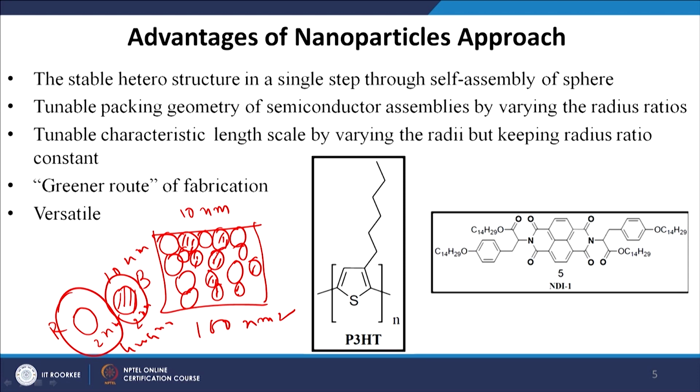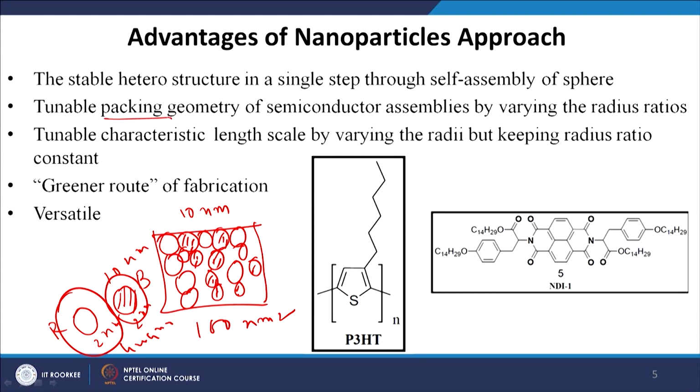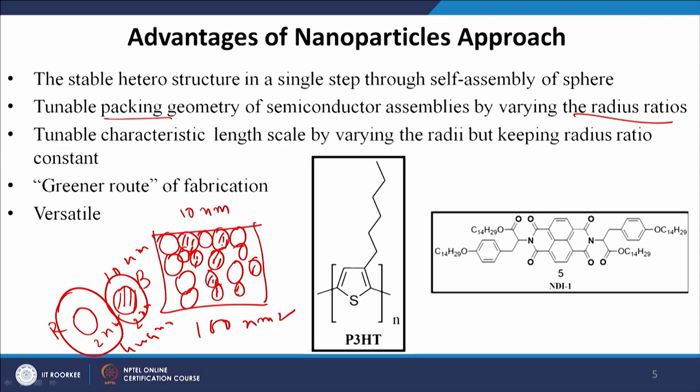And this packing of the sphere, in the case of material science, leads to different kinds of crystallinity. So, you can get a tunable packing geometry or tunable crystallinity by varying the radius ratio. By changing the red ball from 2 nanometer to 4 nanometer, or the blue ball from 2 nanometer to 4 nanometer, I can change the way they pack with each other. I can change the crystallinity of the system. That is one of the major advantages once you go to the nano domain. Tunable characteristic length scale by varying the radii but keeping the radius ratio constant.